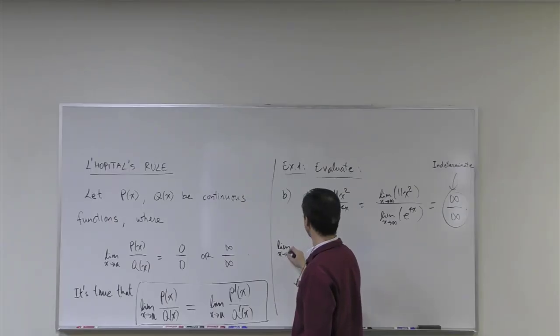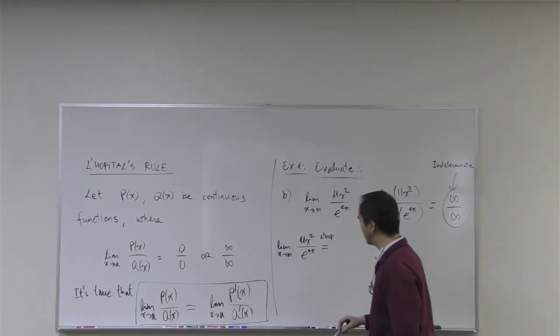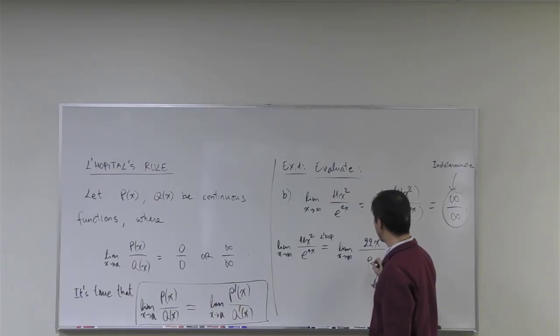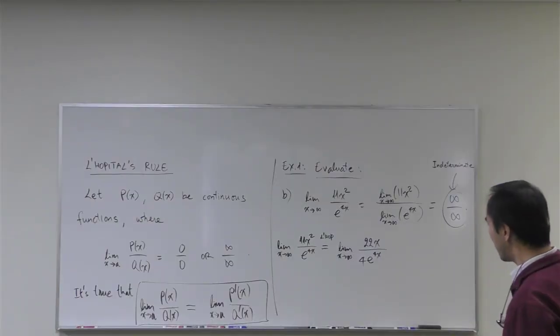The limit as x approaches infinity of 11x squared over e to the 4x can be equal, according to L'Hopital's rule, to the limit of the function created by taking the derivative on top, making it 22x, and taking the derivative in the denominator, e to the 4x times 4. You guys agree with that still? But what's wrong with this step right here?